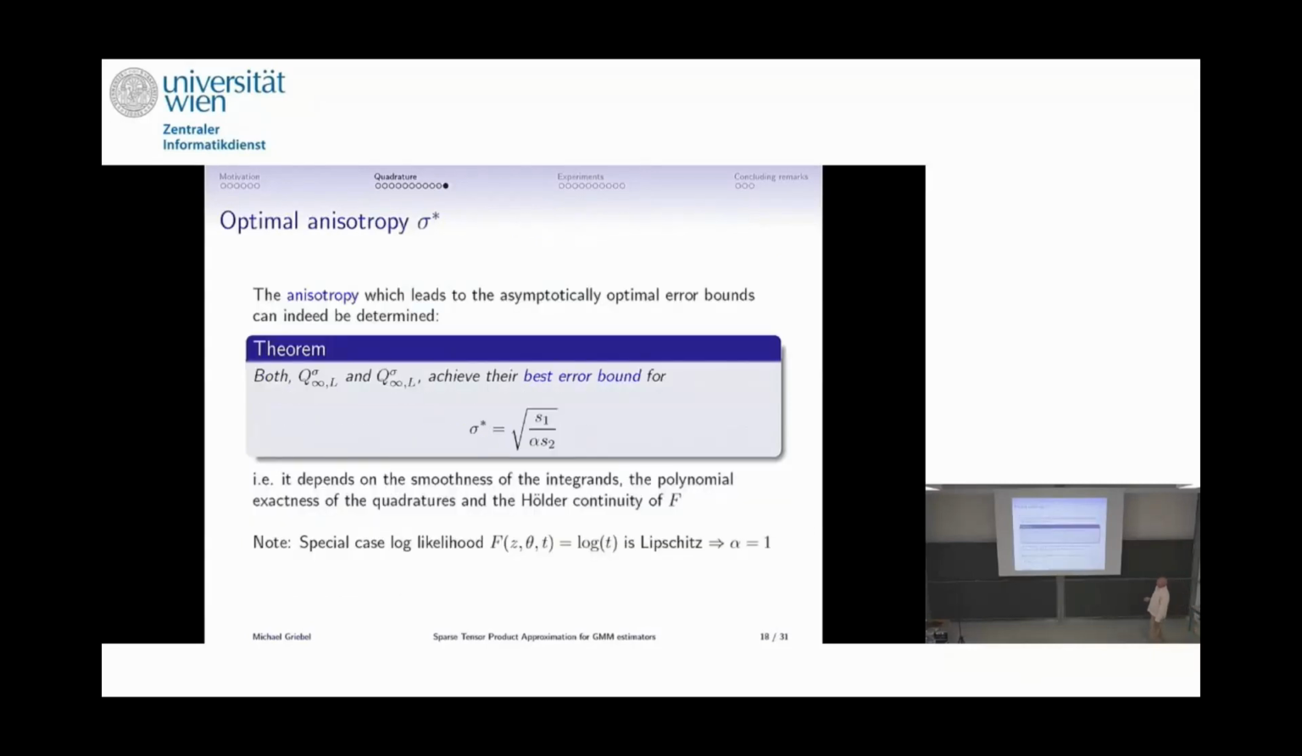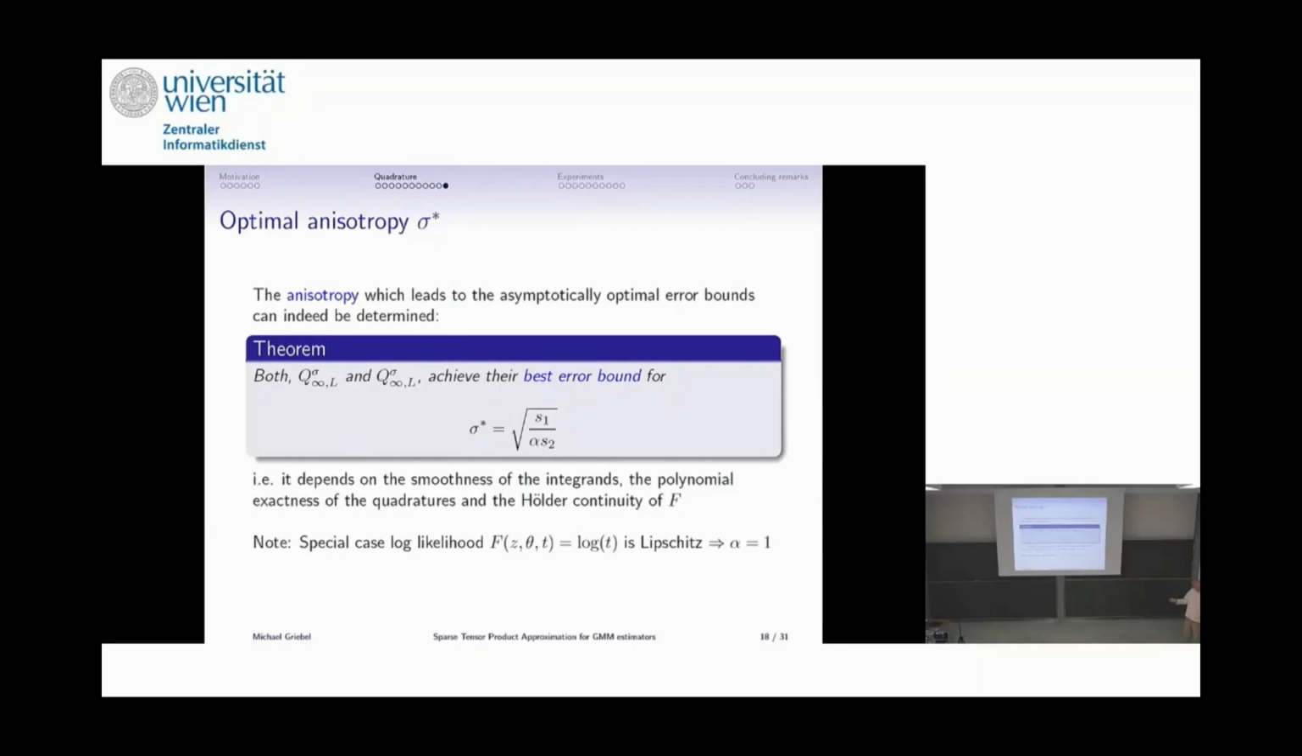Okay. What is the best anisotropy can be indeed computed, and the best one is S1 over S2, and the alpha is here in front. This is the best asymptotic error rate you can come up with. If you are in the pre-asymptotic, things look completely different, and we're not talking constants. We only were able to do asymptotics here. But this came out as the result of the optimization. As I said, it depends on the smoothness of the integrands, the polynomial exactness of the quadrature or their convergence properties, and the Hölder continuity of F.